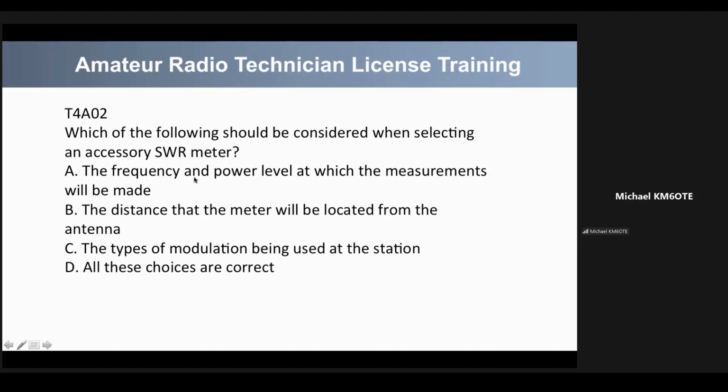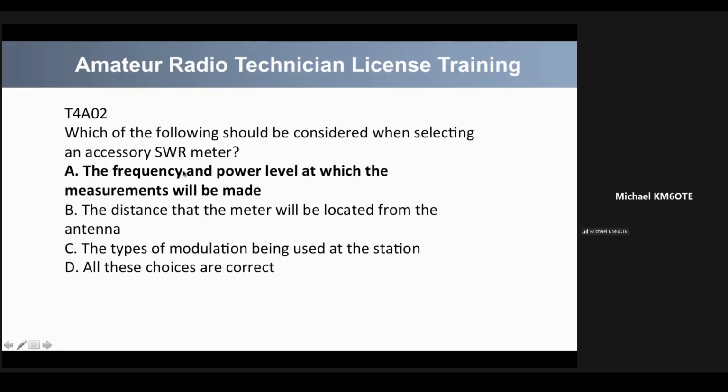And so an SWR meter goes between the transmitter and the antenna. So the thing you need to pay attention to, the choices are frequency and power level at which the measurement is made, the distance the meter is from the antenna, the type of modulation being used for the station, or all these choices are correct. Well, it's not the type of modulation, so all these choices are correct can't be right. The distance, the real issue is the frequency and power level. You can get an SWR meter for various frequencies and various power levels.